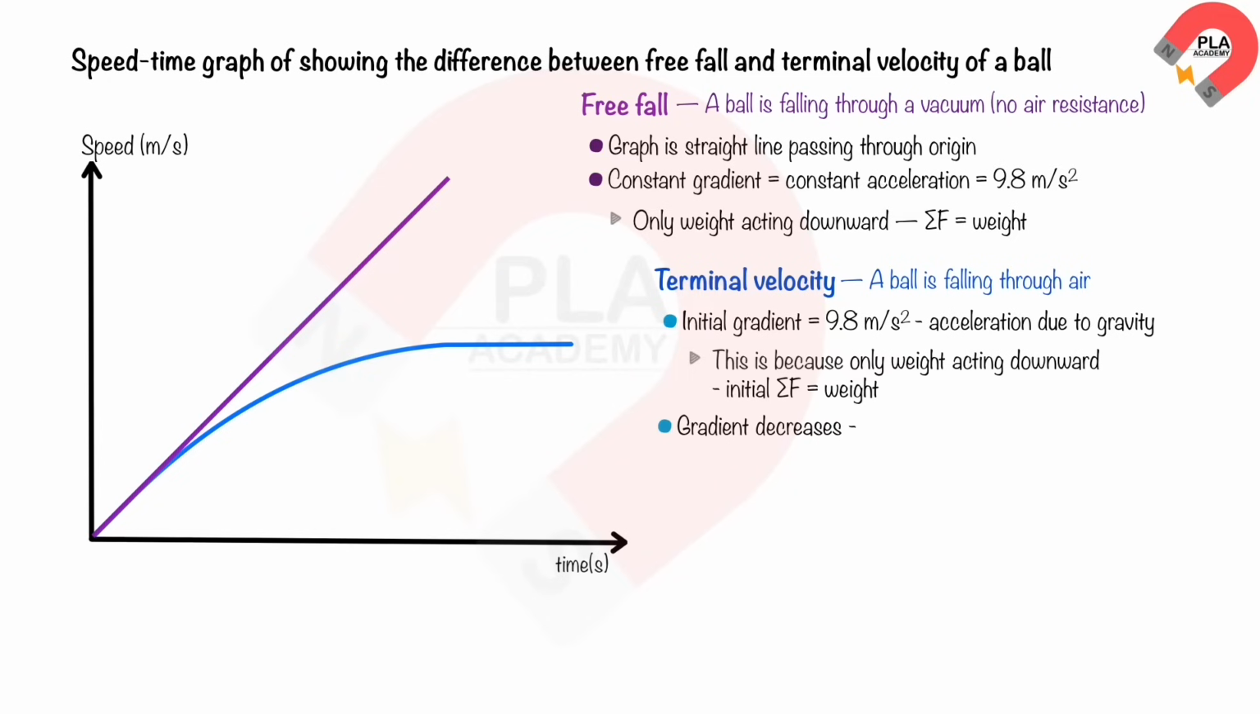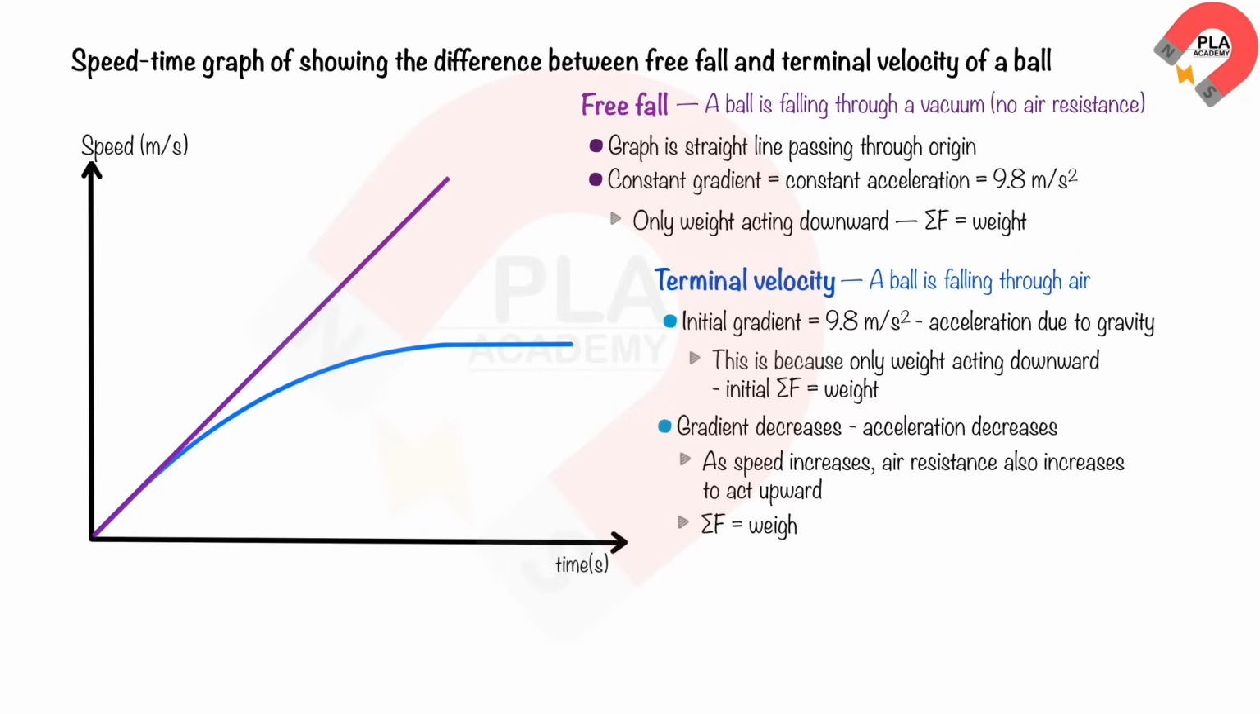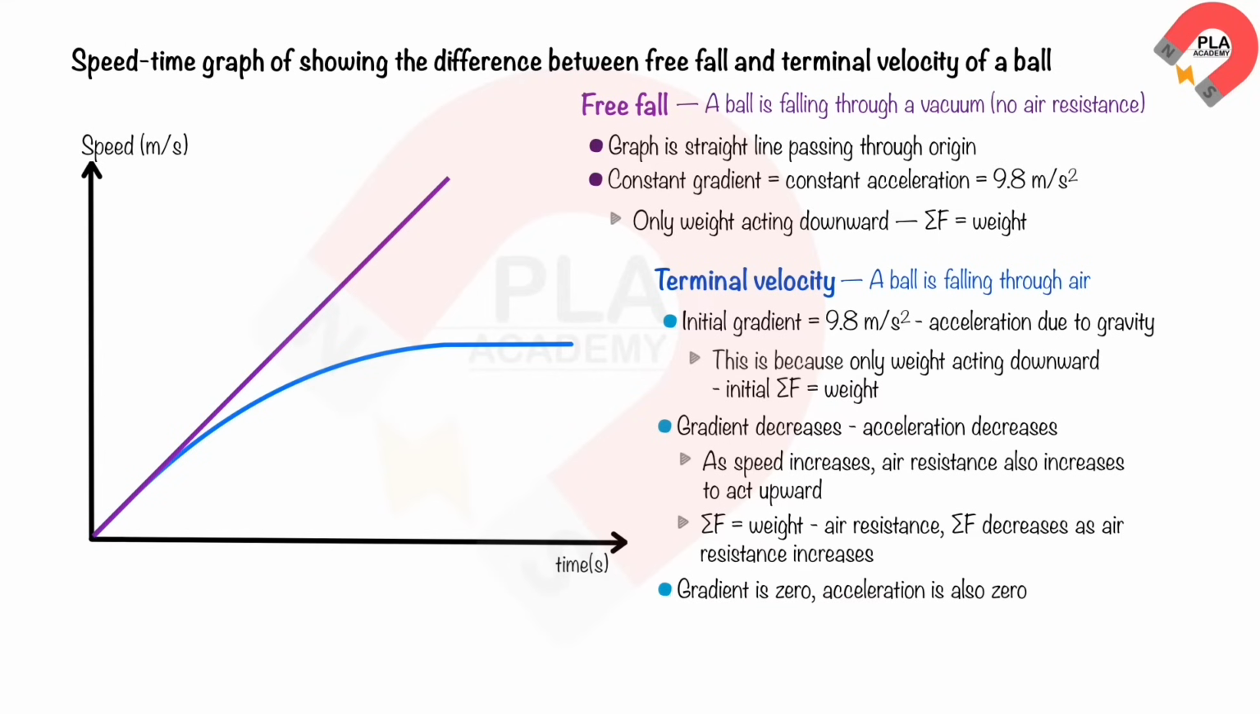Over time, the decreasing gradient of the graph shows that the acceleration of the ball decreases. This is because as the ball falls faster, air resistance also increases. This air resistance acts in the upward direction, opposing the weight. So, the resultant force, the weight minus the air resistance, becomes smaller as air resistance increases. When the gradient reaches zero, it indicates that the acceleration is also zero. This means the speed of the ball is constant, and it reaches its terminal velocity.